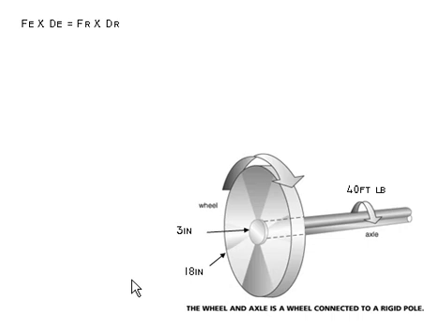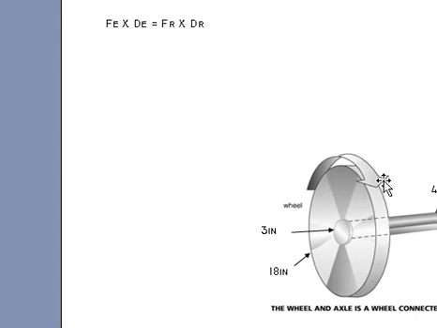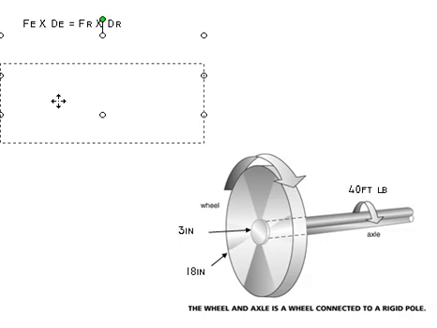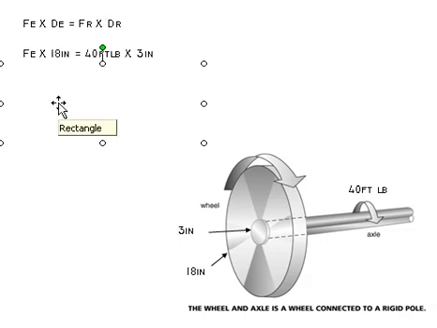So the only thing we're missing, in order to be able to complete this equation, is the amount of force that is on the wheel. We know how much force is on the axle, but not on the wheel. So when we do this, we've got to set it up so that we know the numbers in the equation.